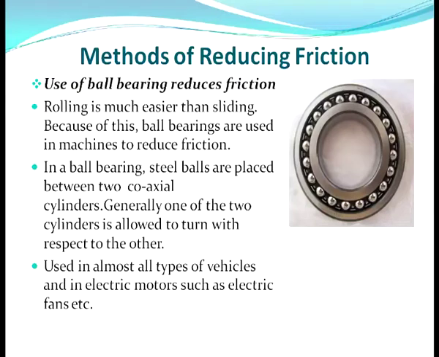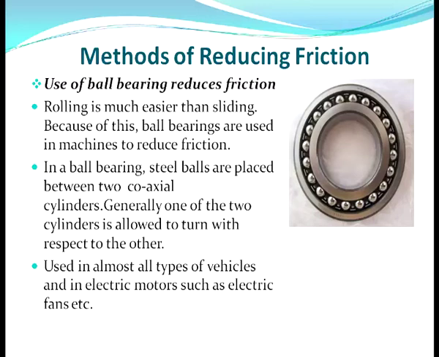Now, as friction causes much wear and tear and it produces heat, that is why we should reduce the amount of friction for the efficiency of the vehicles or engine or any instrument you are using. So, how to reduce friction? The different methods of reducing friction are: first one is to use ball bearings. Rolling is much easier than sliding, as you have seen. Because of this, ball bearings are used in machines to reduce friction.